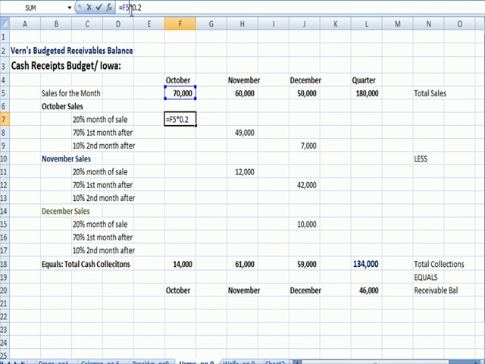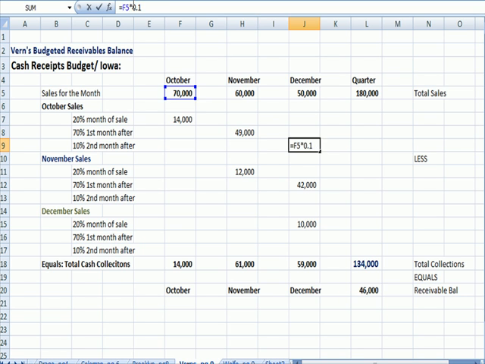Okay? 20% month of sale, 70,000 times 20%, that's the amount received in October. Here is the amount of October sales received in November. Notice that it's in the November column, but it's linked in blue to the October sales.